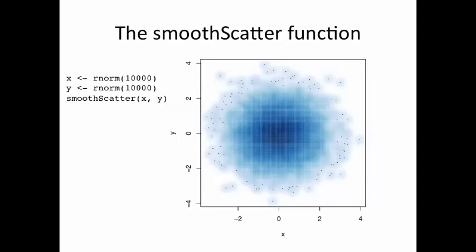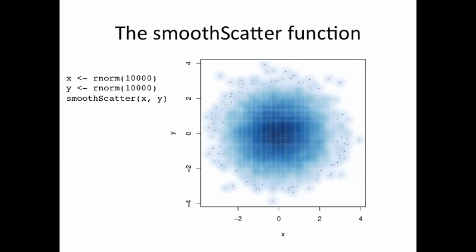Another function that uses the RColorBrewer palettes is the smoothScatter function, which comes with R. And this function is particularly useful if you have to make a scatter plot of a lot of different points, and you don't want to just have a bunch of dots on the screen that are overlapping each other. So here I'm plotting 10,000 points, and if I were to just plot this using the plot function, I would get a mess of points that are kind of overlapping each other, and it's kind of hard to see the details.